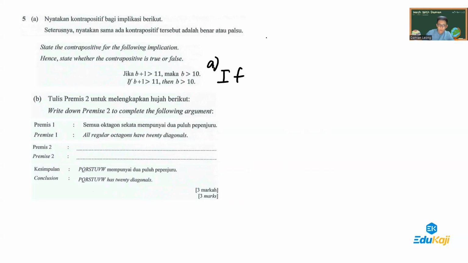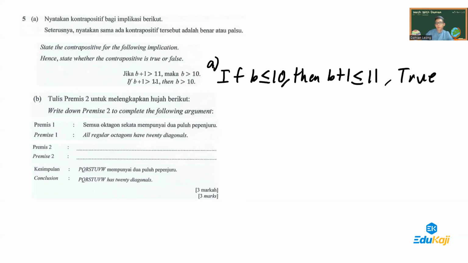So if b is less than or equal to 10, then b plus 1 is less than or equal to 11. I have to switch these two as well. So the contrapositive here is true because the statement itself is true. B plus 1 more than 11 means b is more than 10. I just minus 1 on both sides. Should be correct.